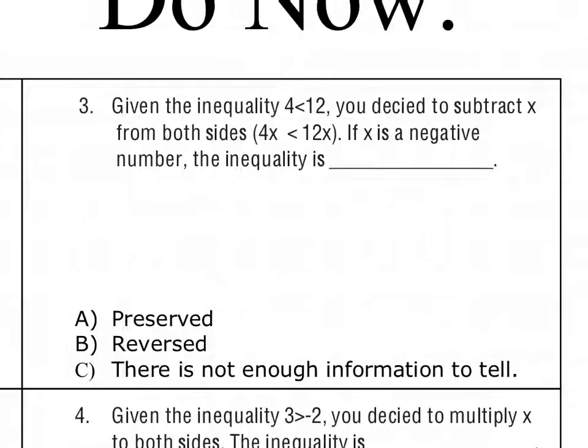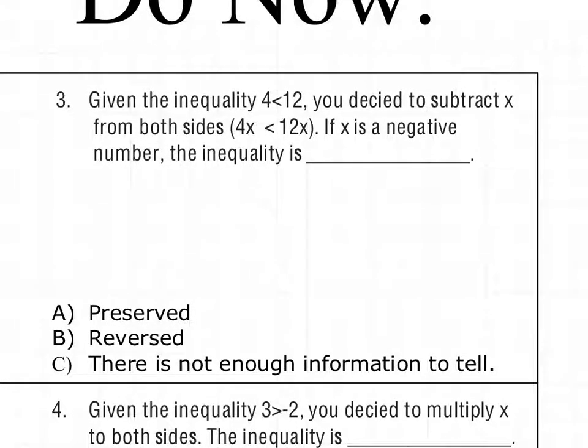As we look over here at the third one, we're now given the inequality 4 is less than 12, and we're told that we are going to multiply x to both sides. Sorry, mine's a little bit messed up. Multiply x to both sides, so it's 4 times x and 12 times x. We're told x is a negative number. The inequality is preserved or reversed.